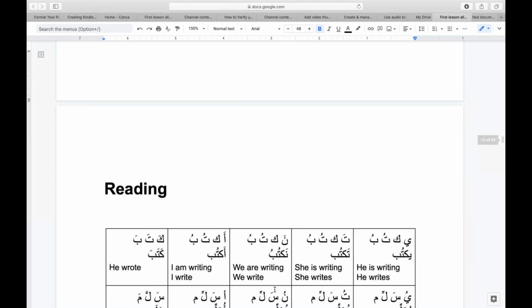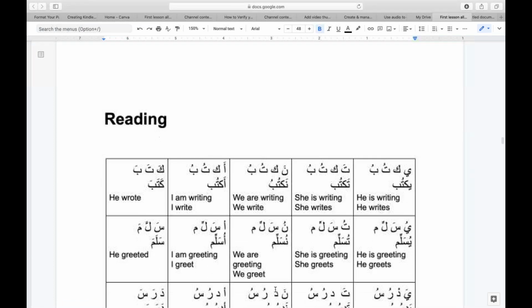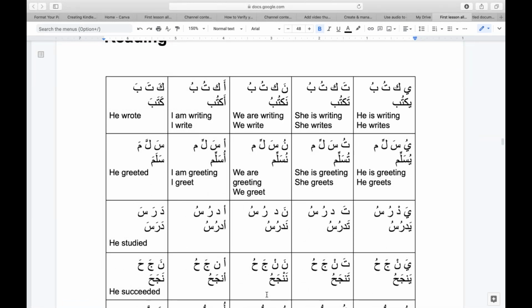And look at this reading. I wrote the letters each one by one. So I want you to see how we create the one word from different letters. So this will help you with writing and reading. Yaktubu. By the way, it's ya. Yaktubu. He is writing or he writes.